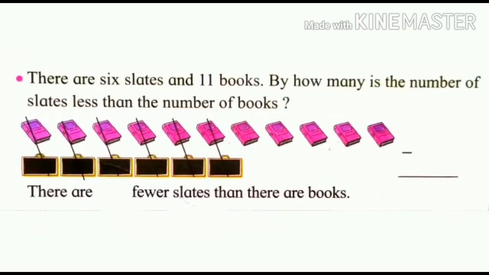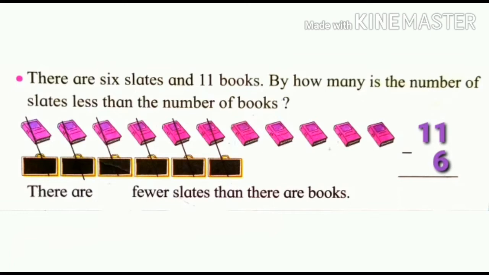Let's read the second problem. There are 6 slates and 11 books. By how many is the number of slates less than the number of books? Children, what can you see in the picture? They have given us the picture of books and slates. Tell me how many books are there? Very good. There are 11 books. How many slates are there? 6. Before we start subtracting, we need to make pairs.